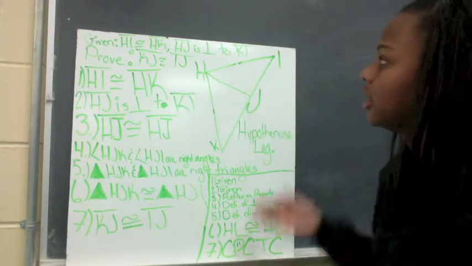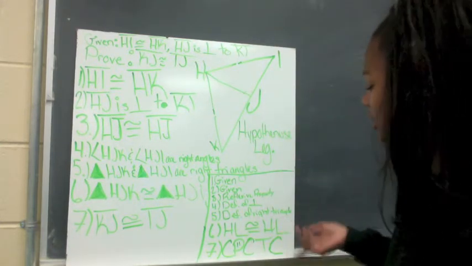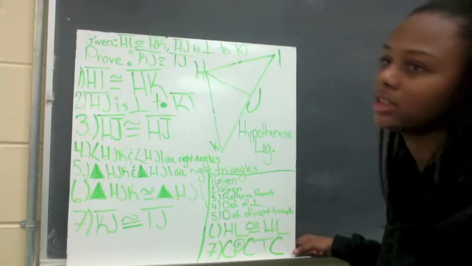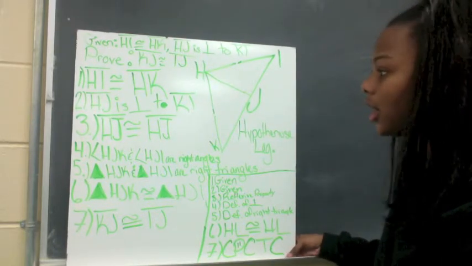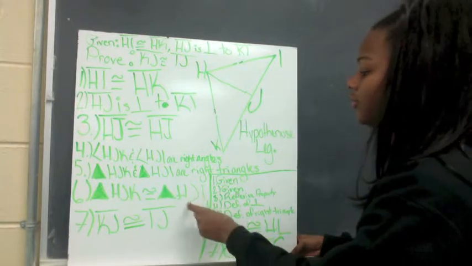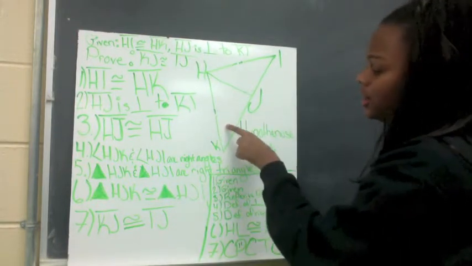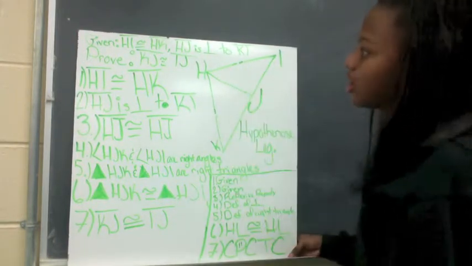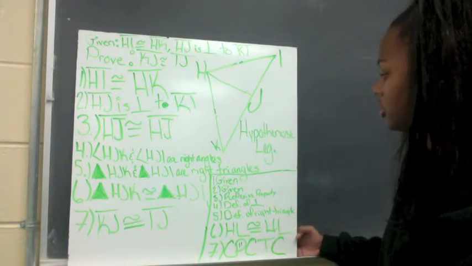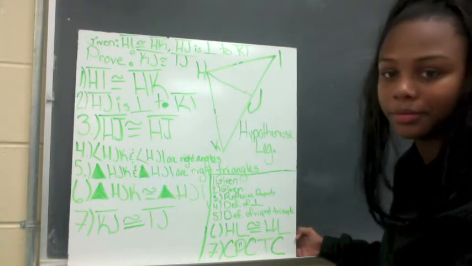It's basically CPCTC makes all the sides and angles congruent once you know that HJK and HJI are congruent. And that's just how you do it.